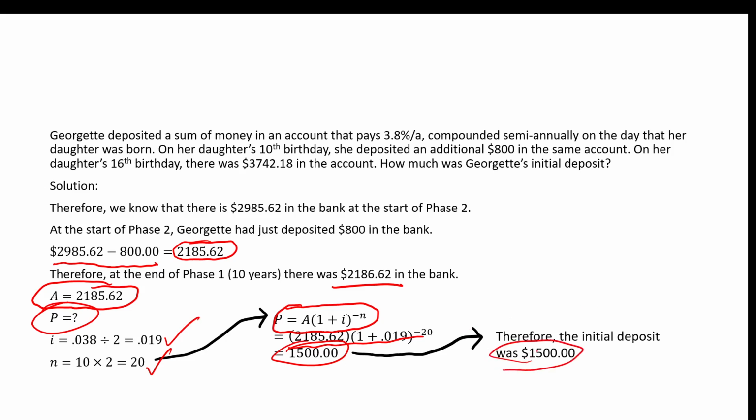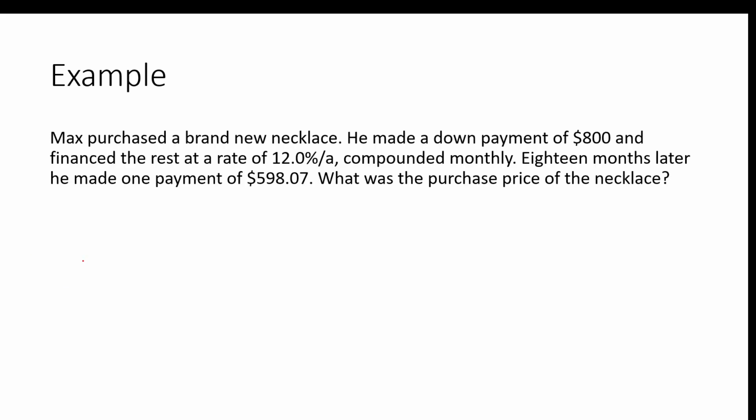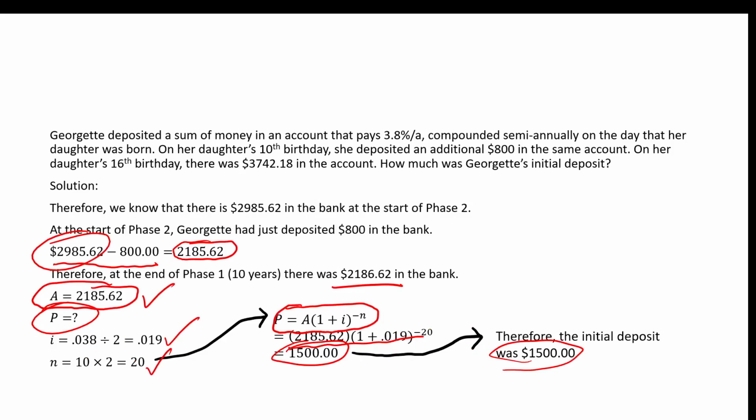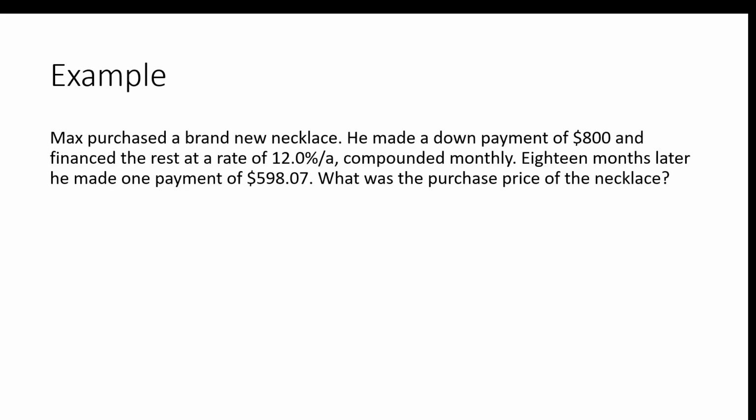And if you think about this backwards, it actually kind of makes sense. The mom deposited $1,500 the day her daughter was born. It grew to $2,185.62. She then added another $800, which got her to $2,985.62. She then, going back one slide, took that $2,985.62, left it in the bank for 6 years, and ended with $3,742.18. So a question like that's a little more complicated when you have to work backwards.